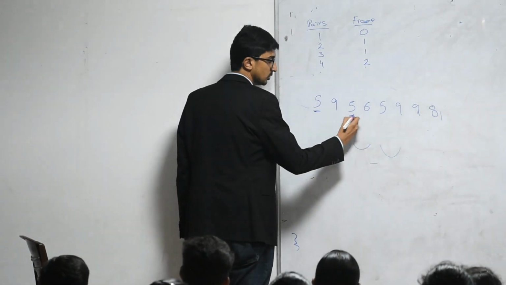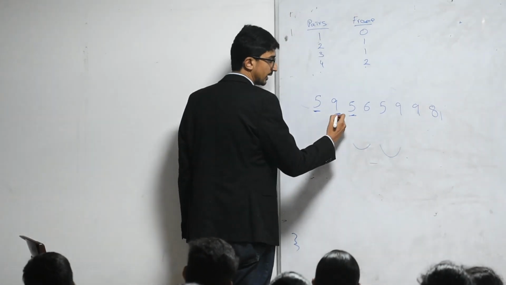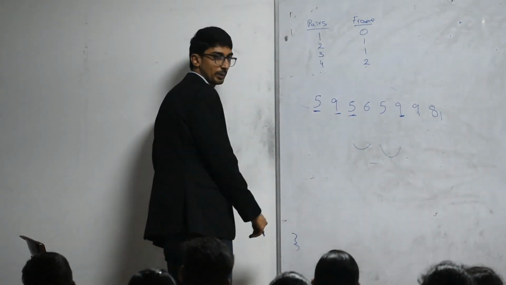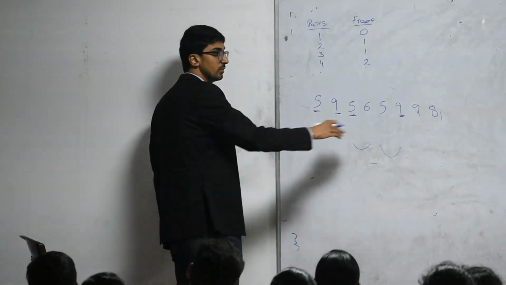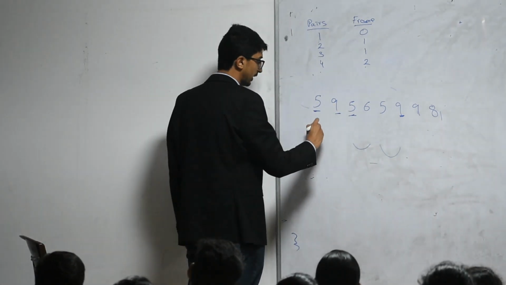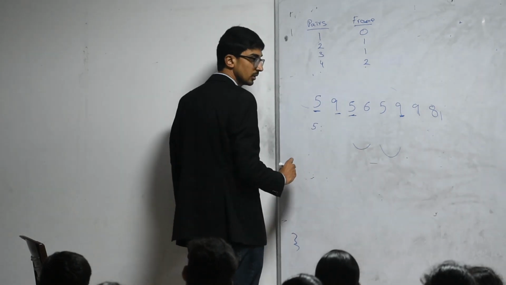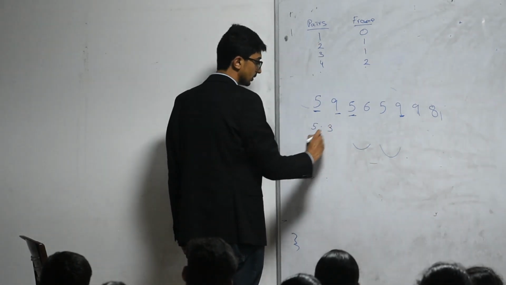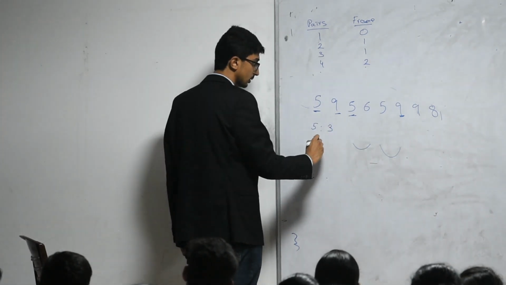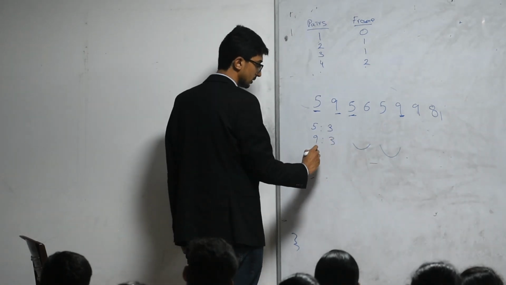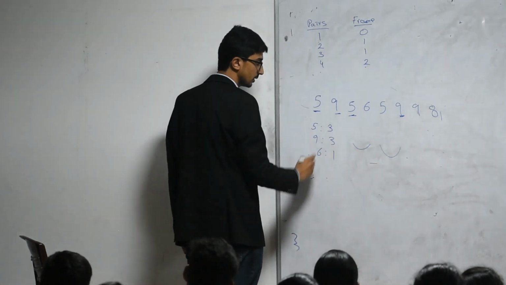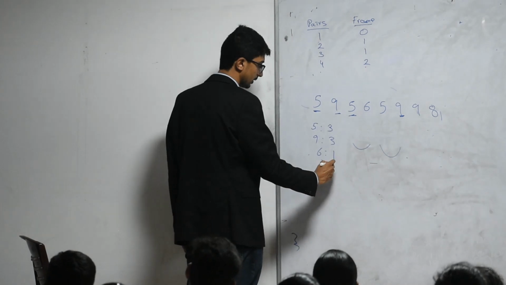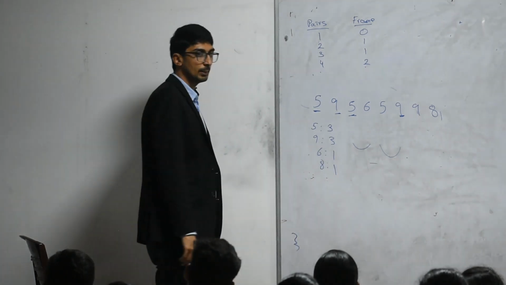So 5 forms, 9 and 9 forms. That's it. Only 2 pairs. Right? Okay. How will we get that? Let's get the frequency of this. 5 is how many elements? 3 elements. Okay. 9 is 3 elements. Okay. From this, can I find out how many pairs are there?